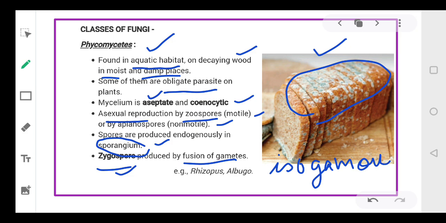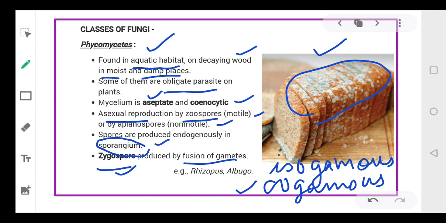Okay, if the size of the gametes is the same, if the 2 gametes that are fusing are the same, then we call it isogamous. And if they are not the same, if there is a difference in size, then we call them oogamous. So if the gametes are of the same size, isogamous. If the gametes are of different size, oogamous.